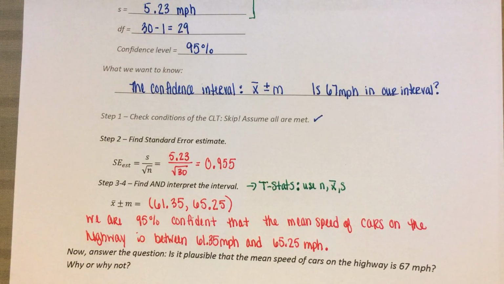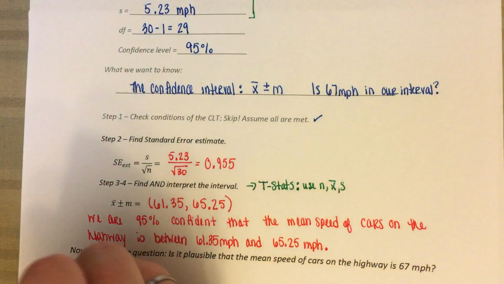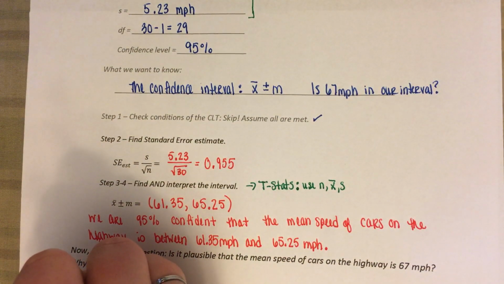Okay. All right, now we're going to answer the question, is it plausible that the mean speed of the cars is 67 miles per hour? Why or why not? Remember, as we're answering these types of questions, we want to look and see if the value in question is within our interval. Our interval goes from 61.35 to 65.25. So we are going to answer no.